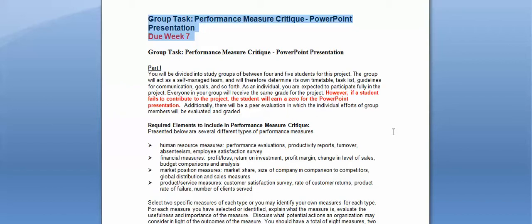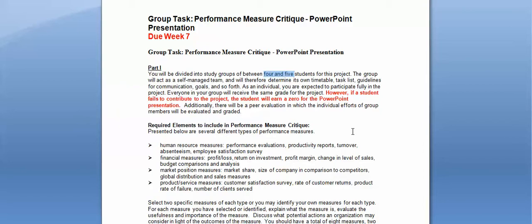So you've been divided into a study group. Now the syllabus says between 4 and 5 students. However, this class was actually a fairly large size, so groups are between 5 and 6 right now. But you are to act as a self-managed team. What that means is you need to determine your timetable, your task list, how you're going to communicate, the goals that you have, what you'll do if someone's not participating.